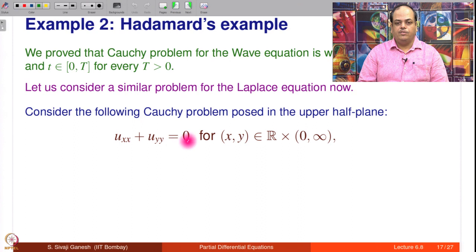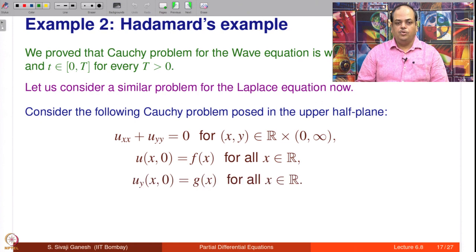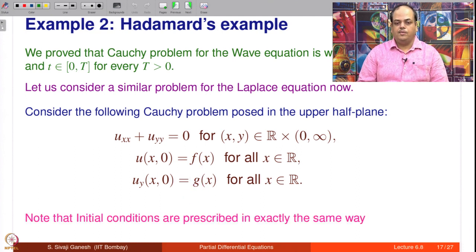u_xx plus u_yy equal to 0 for (x, y) belonging to R cross (0, infinity), that is, x belongs to R, y positive. u(x, 0) equal to f(x) for all x in R, u_y(x, 0) equal to g(x) for all x in R. This is the Cauchy data, f and g are the Cauchy data. Note the initial conditions are prescribed in exactly the same way as it was done for the wave equation. Here the wave equation is replaced with the Laplace equation. The Cauchy conditions remain the same.